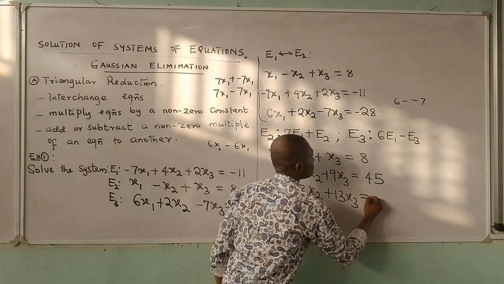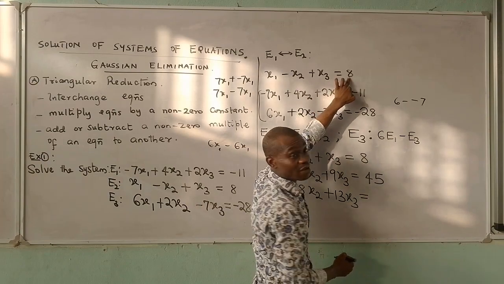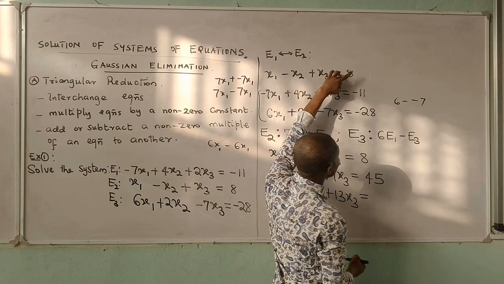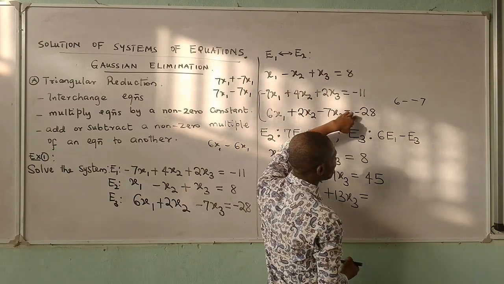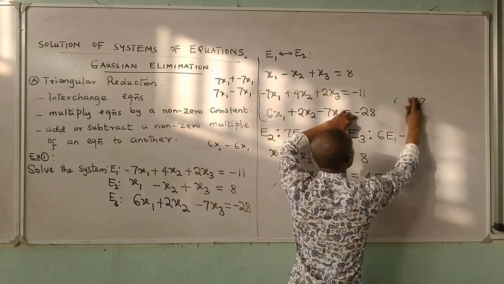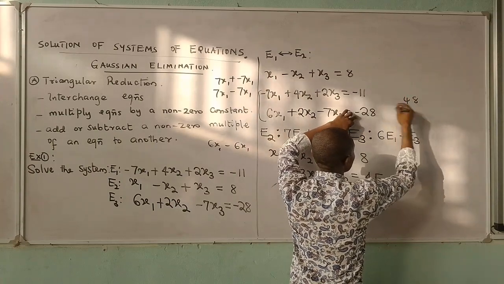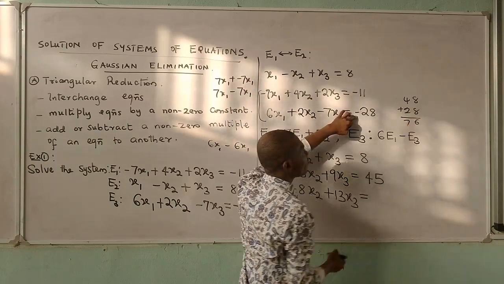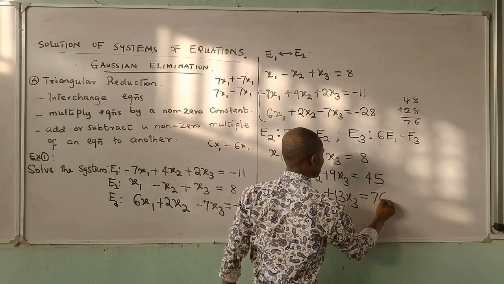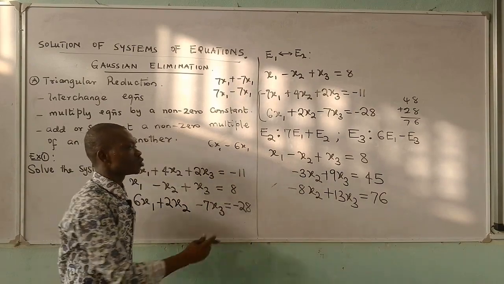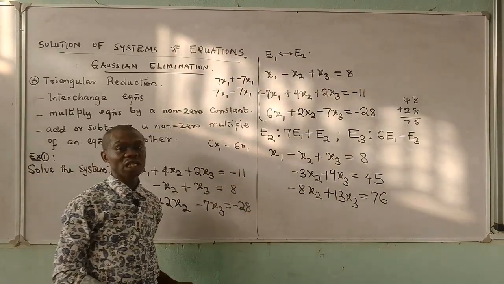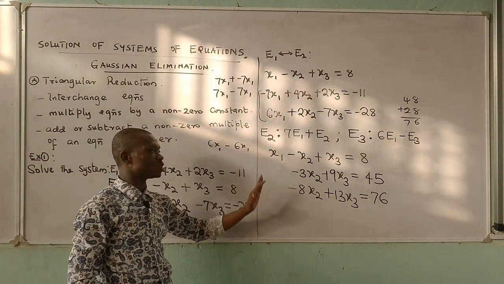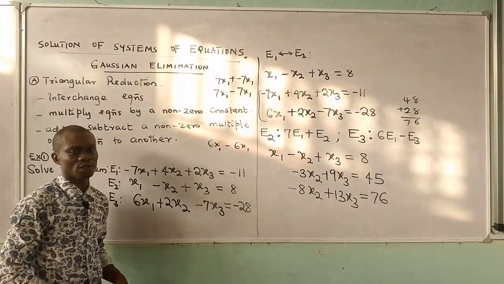13x3 is now equal to, here 6 times 8 is 48, and then 48 minus 28. So I have 48, minus is plus 28. That's going to be 6. Of course, I have 7 here, and that is here 76. So you can see now the elimination has happened. So your x1 has disappeared in both equation 2 and equation 3.